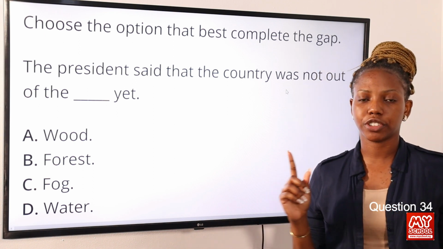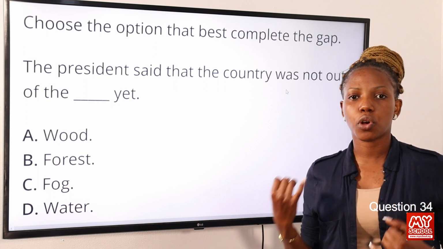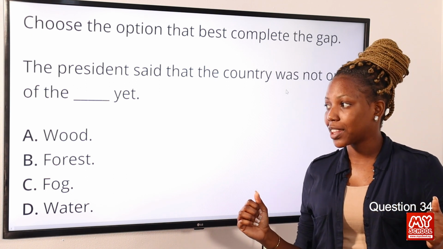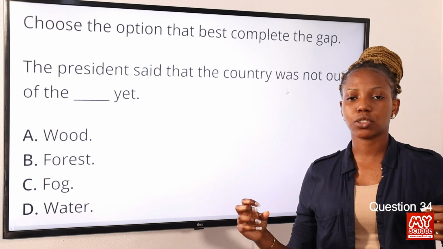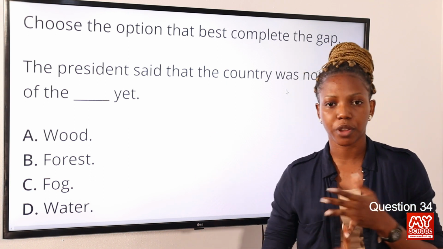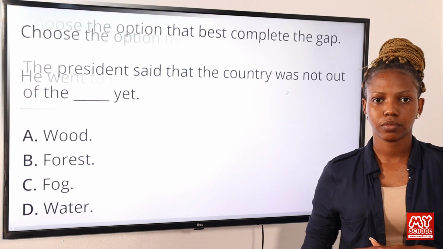Now the answer to this question is option A, wood. Out of the wood is an expression that means out of difficulty, out of danger, or out of trouble. So this is an expression that should make sense, or it's complete with the word wood. No forest, no fog, no water. So option A therefore is the correct answer to this question.